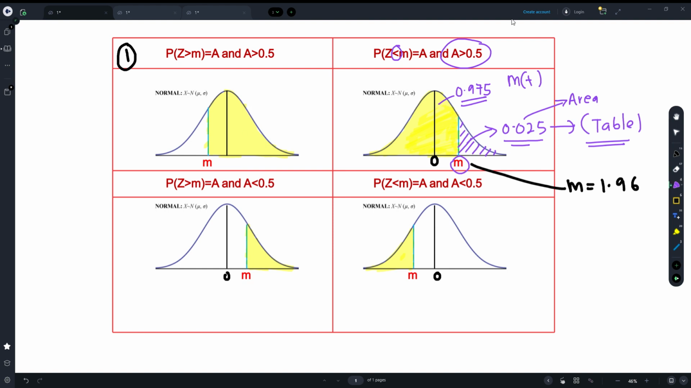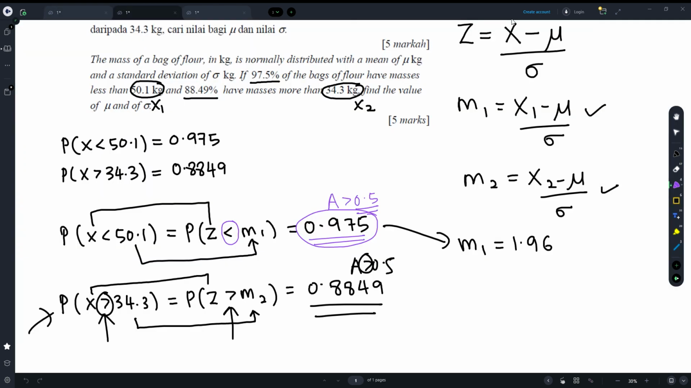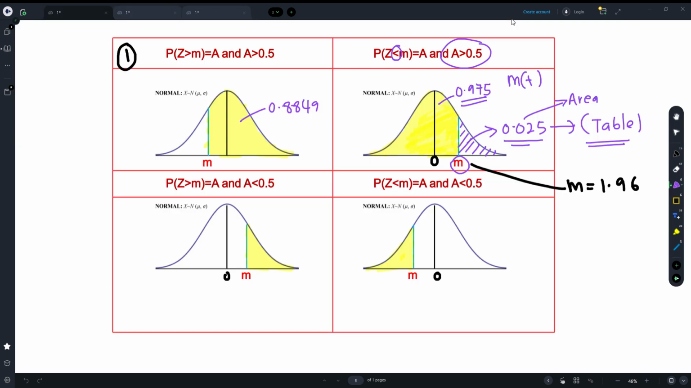So this area here is 0.8849. Let me double confirm this value. Yes, 0.8849. So automatically this small area here to the right must be 1 minus 0.8849, which will give you 0.1151. But unfortunately, in the exam, when you use the distribution table, the table will only give you the areas to the right of any specific Z value. This area is to the left of the Z value. The Z value in this case is M. So it is to the left, and we cannot directly use the table.